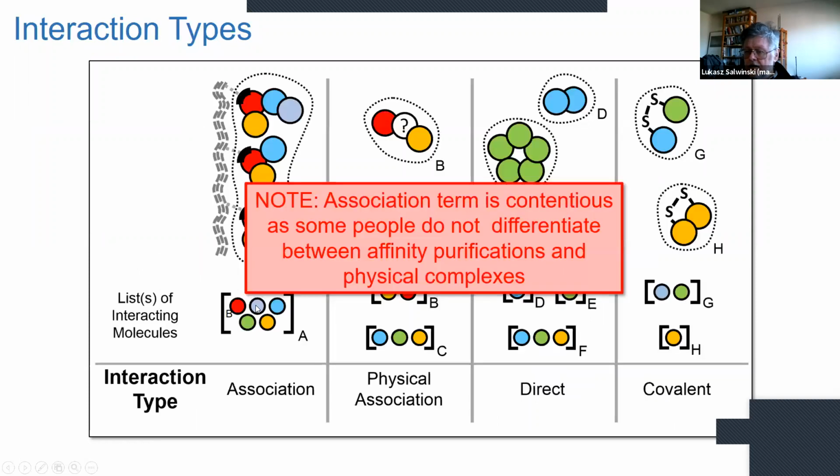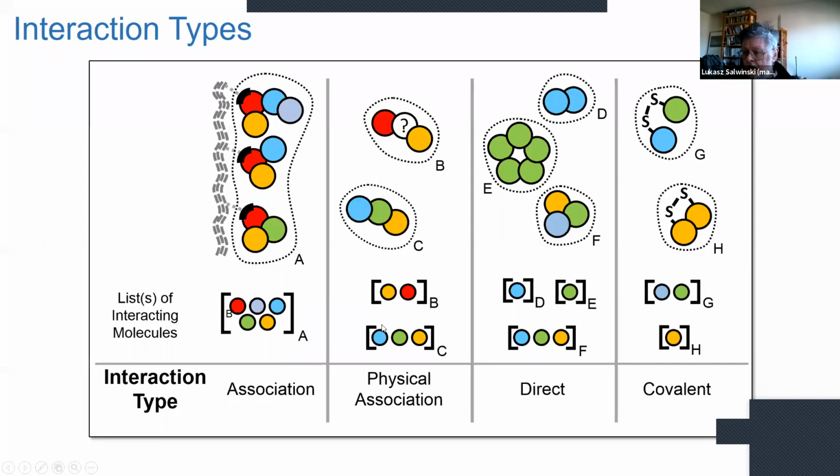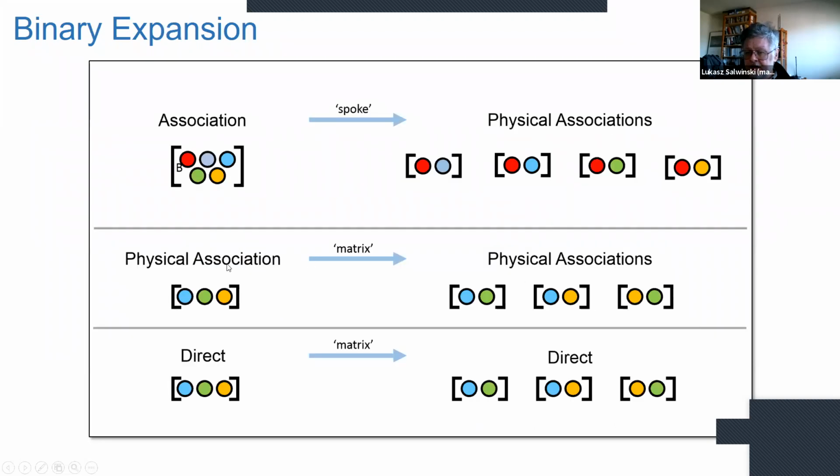This is because we are guaranteed that all those three things are present in a physical complex, but we can't tell from the experiment whether we're dealing with the case like here or the case like here. So we cannot claim that the interactions are direct. We can only claim that those binary interactions are physical. So physical association can be expanded into pairwise interactions between all the possible pairs.